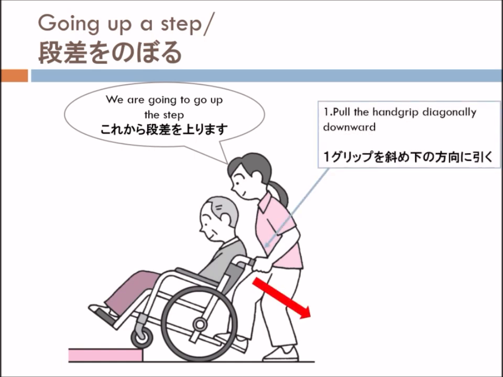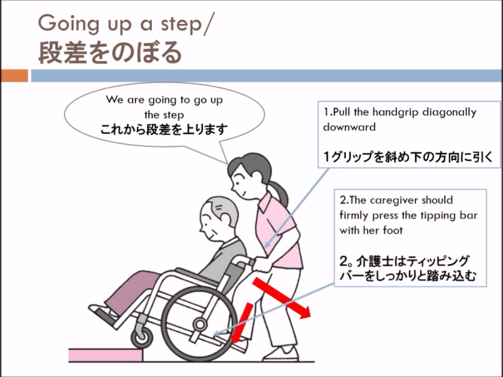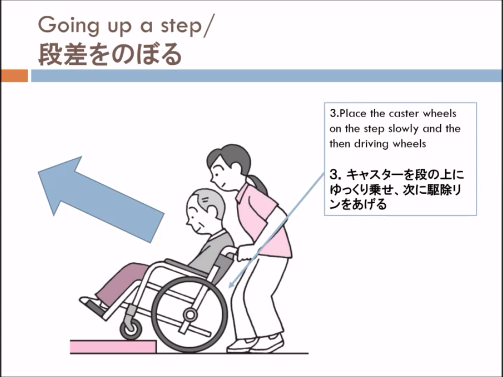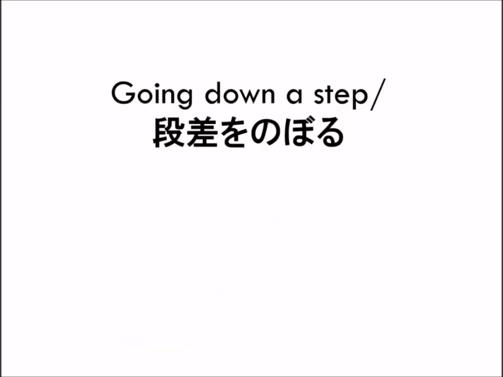First, pull the hand grip diagonally downward. Second, the caregiver should firmly press the tipping bar with her foot. Third, place the caster wheels on the step slowly, and then the driving wheels.